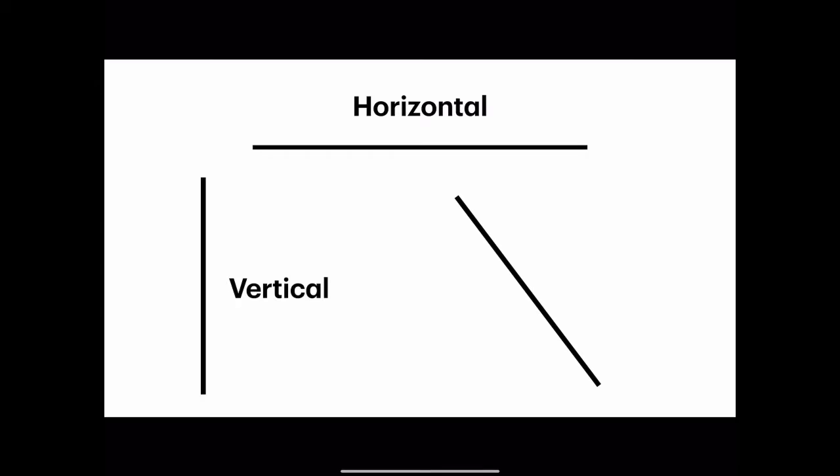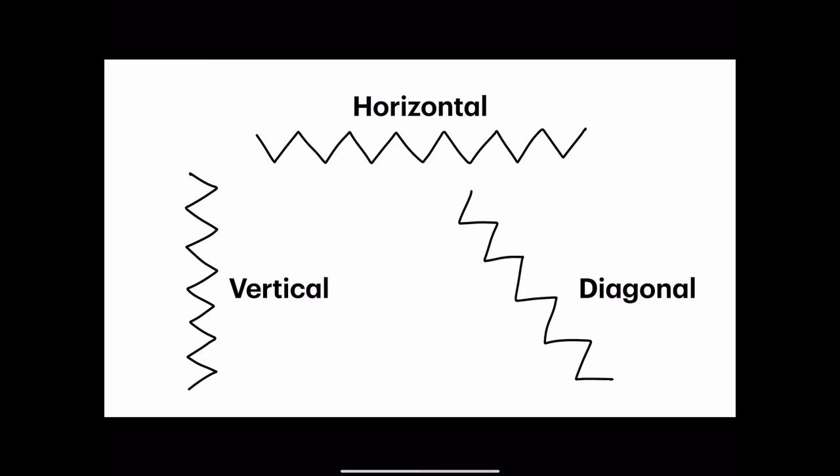This last line is going at an angle, so it starts at the top on the left and ends at the bottom on the right. That is called a diagonal line. Horizontal, vertical, and diagonal lines do not always have to be straight. They can be any kind of line. It's just the direction that it goes. So here you see an example of a zigzag line laying horizontally, standing up vertically, and slanted diagonally.